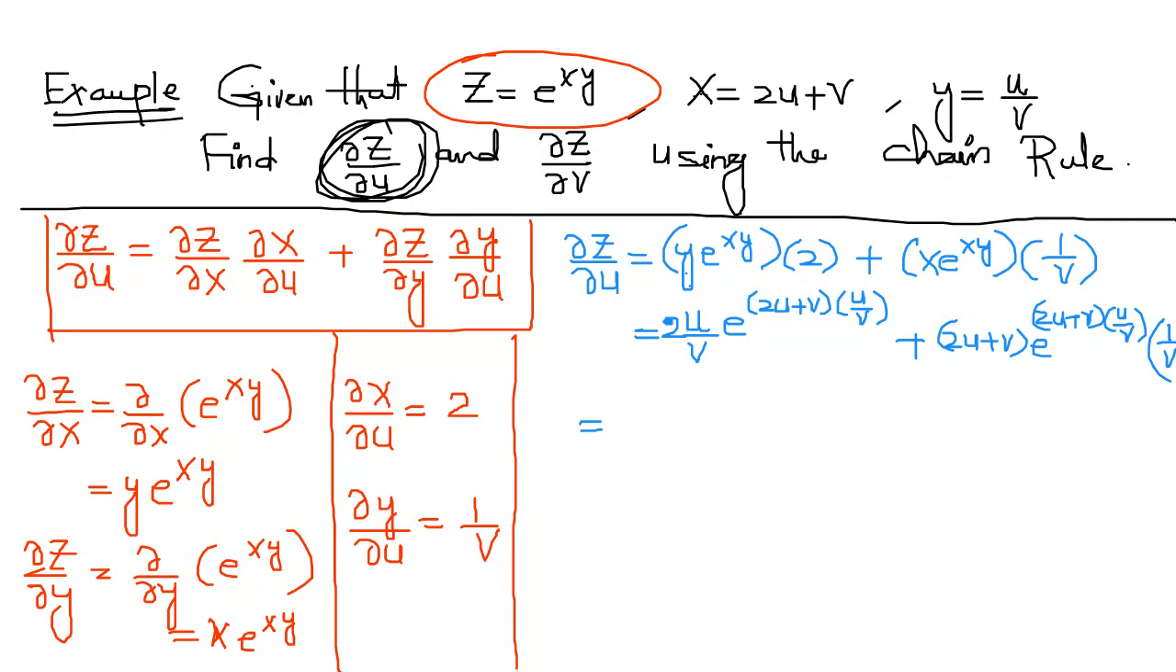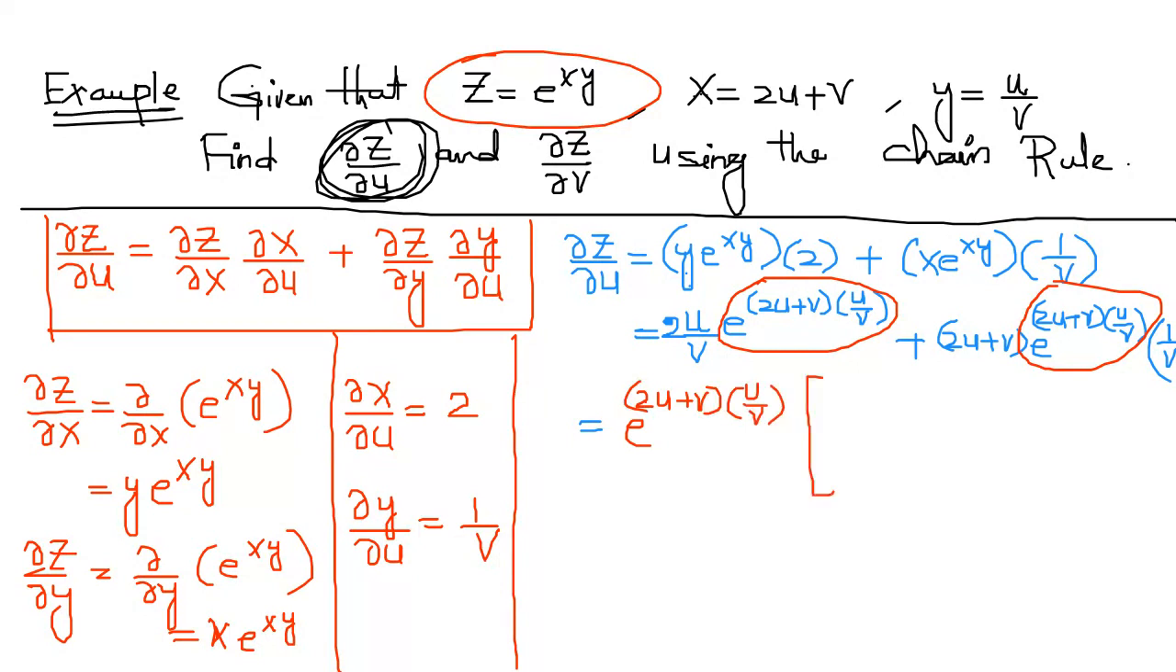This term is the same in both terms, this one and this one. So you can take e power (2u plus v) into (u divided by v) outside. Here you will be left with 2u divided by v, and here you will be left with (2u plus v) into 1 over v.